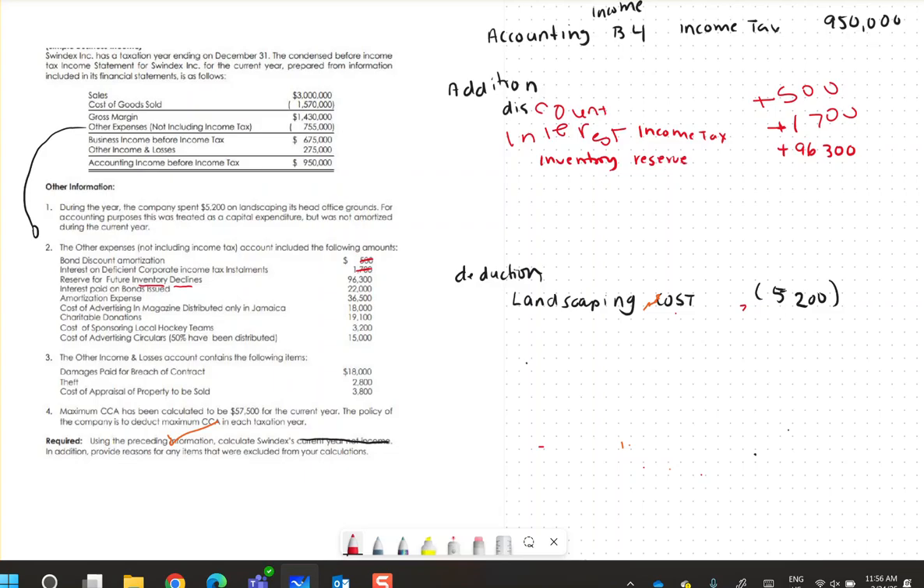Going further, we have something called interest paid on the bond issue. That is an okay expense. We don't need to worry about it.